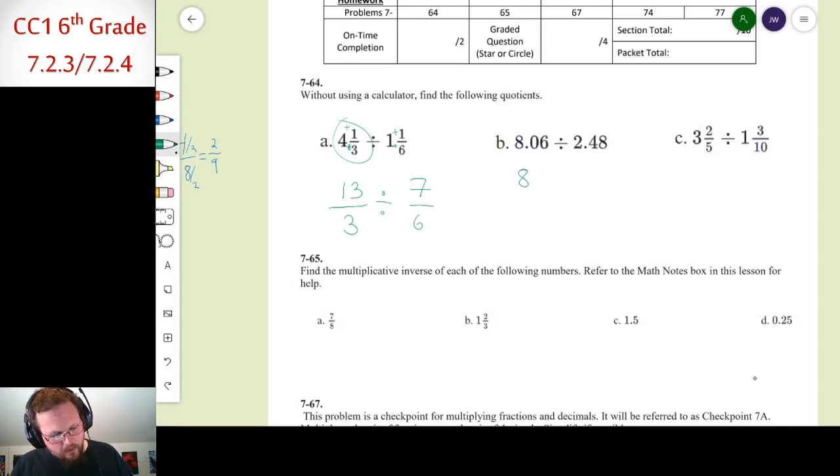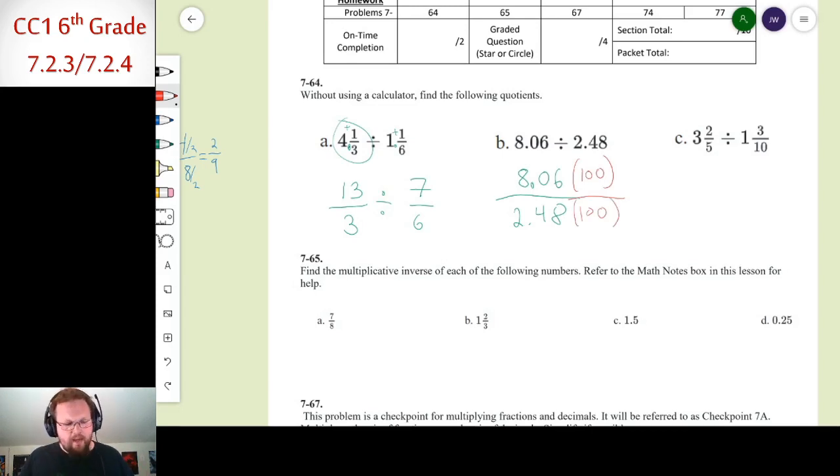I would take this one as 8.06 over 2.48. I would advise you see, oh, 2 decimal places. Let's times top and bottom by 100, because you can times by 100 over 100 to whatever you want. It's just a giant 1, and then you're going to have 806 divided by 248, and you can reduce that accordingly. For part C, do that the same as part A. Again, convert it first, and then do whatever division method works for you.